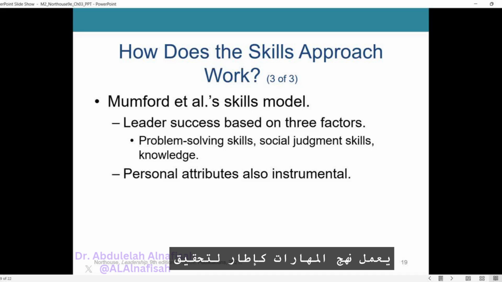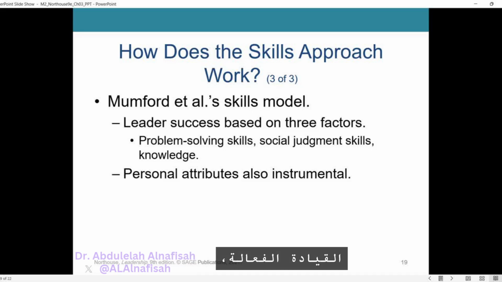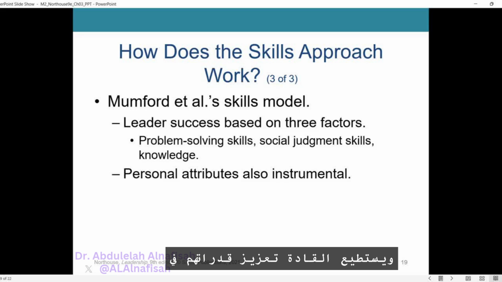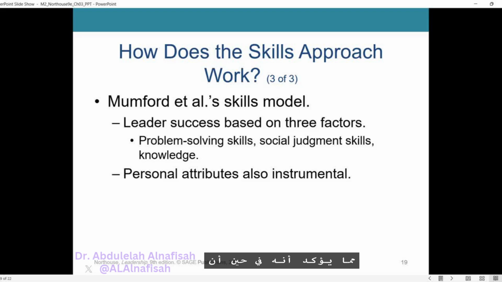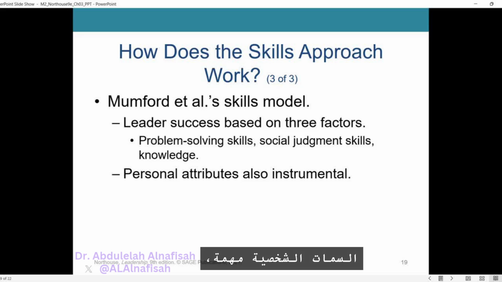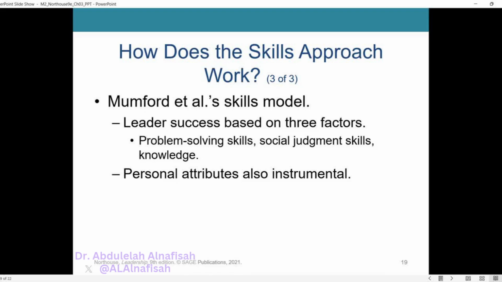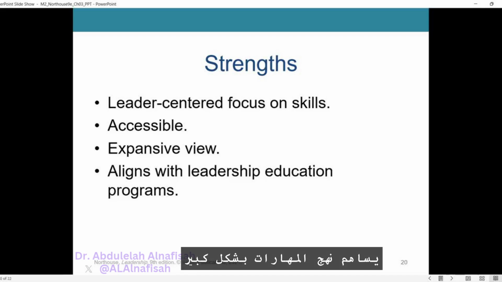Overall, the skills approach serves as a framework for achieving effective leadership, emphasizing the importance of problem-solving skills, social judgment skills, and knowledge. Leaders can enhance their capabilities in these areas through training and experience, underscoring that while personal attributes matter, the skills themselves are vital for addressing organizational challenges. The skills approach contributes significantly to understanding leadership in several ways.